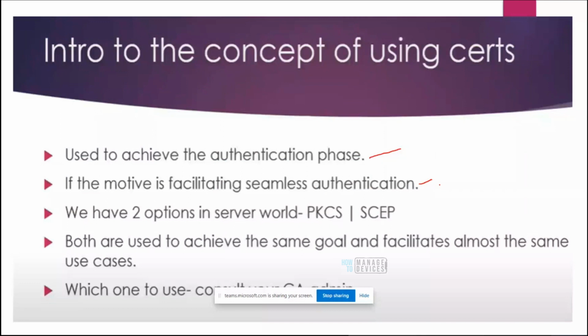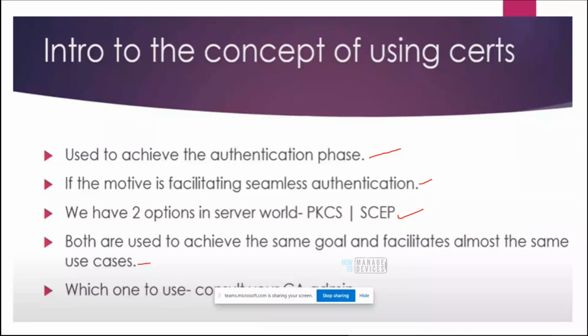So when we are deploying a certificate from Intune, there are two ways. There are two kinds, if I would divide it that way. One is PKCS and one is SCEP. And today we are going to get a 1,000 feet overview of what PKCS is and what SCEP is, what is the difference, which one to use and when. Both are used to achieve the same goal. And what is that goal? The goal is facilitating seamless authentication and deploying a certificate from the CA in the intranet to a device in the internet. Which one to use? We'll go through that. But this is a determination which the CA admin has to make.